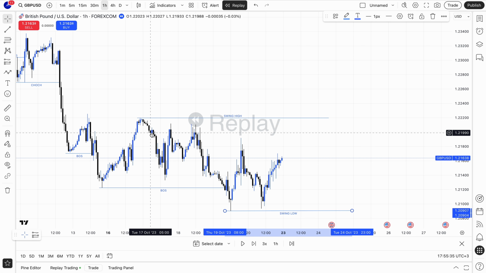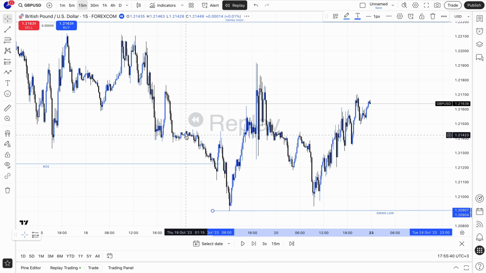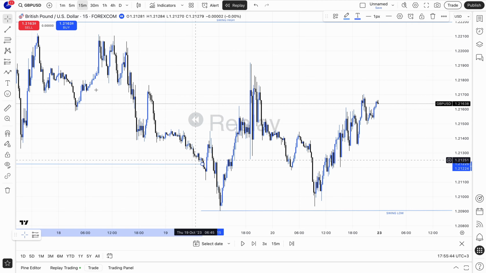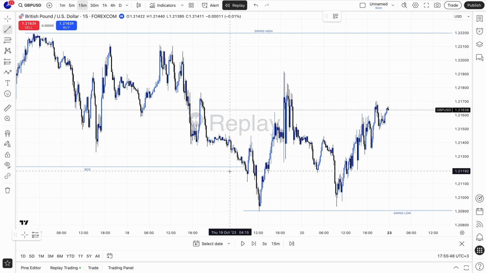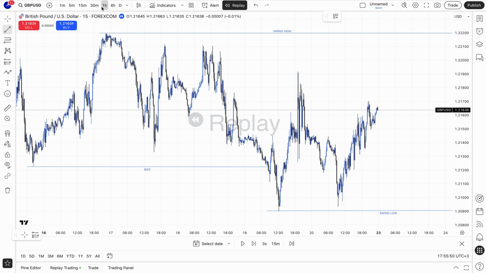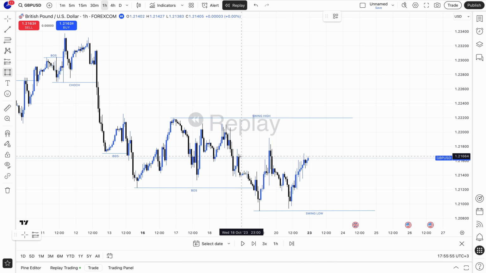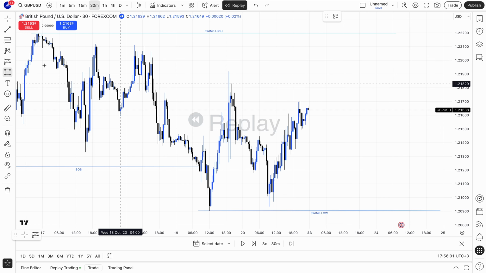So we have to go to 15 minutes for our internal market structure. This is not a valid pullback. Then you have to find that supply zone. You have one here. Then you can go to 30 minutes.